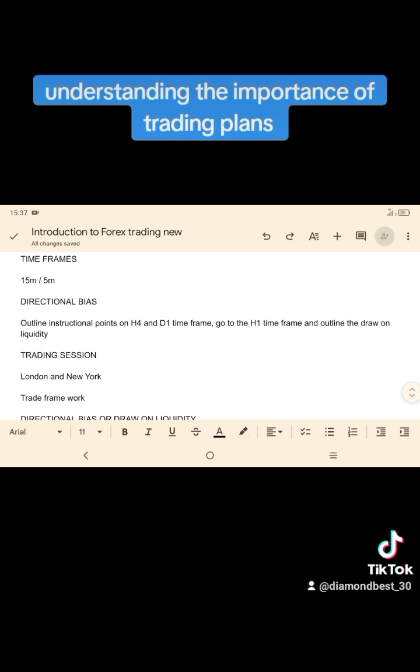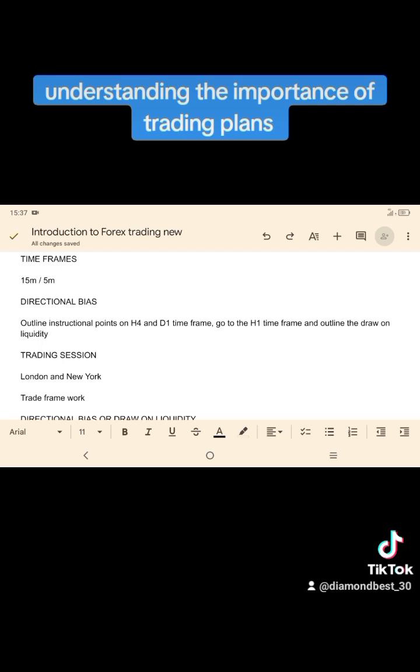Now we talk about trading session. Which time do you need to trade? As a trader, the best time to trade is the London and New York session. That is when the market is volatile and there is liquidity in the market. If you want to trade the Asian session, that means you just want to trade little by little in the market.